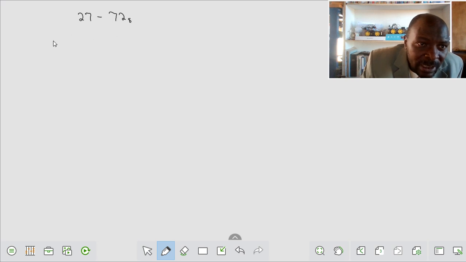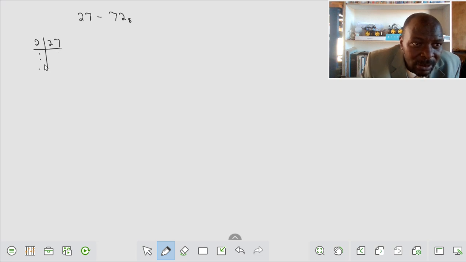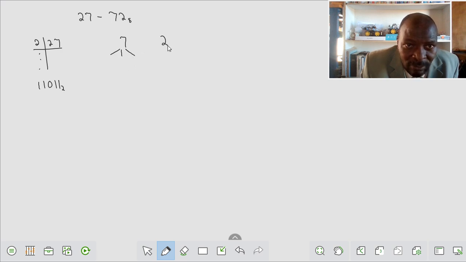We could have divided 2 into 27 here and gotten our answer, which we did repeatedly until we got our 11011 base 2. But for this section here, we could have remembered that we have a shortcut method, which says it is base 8, so we need 421 for the 7, 421 for the 2. So this could have been 111, and then this would have been 010 base 2.